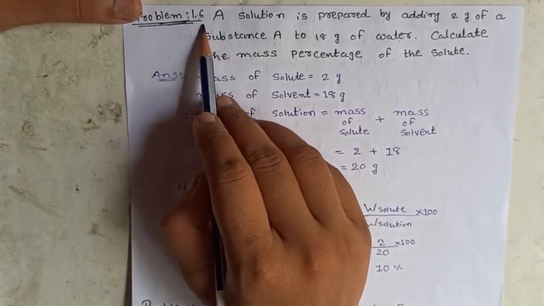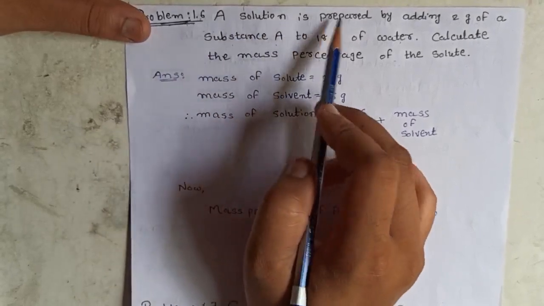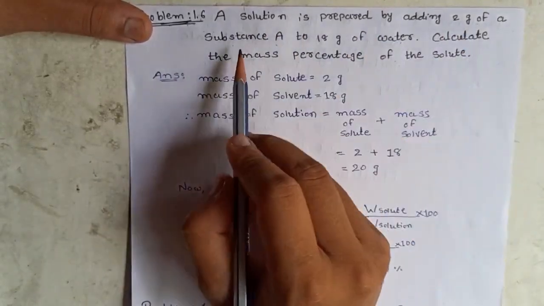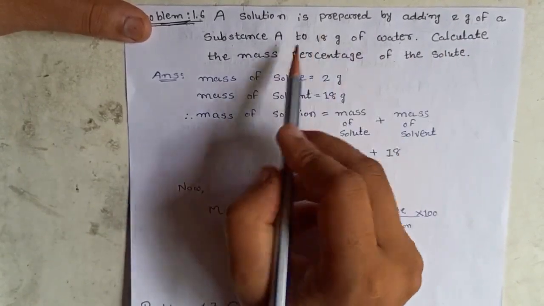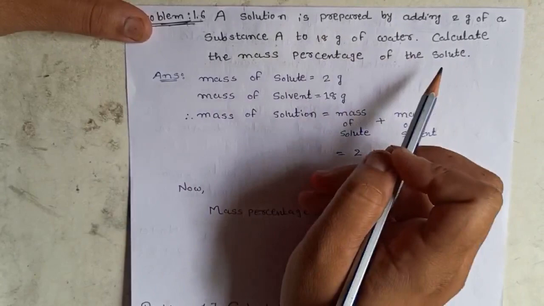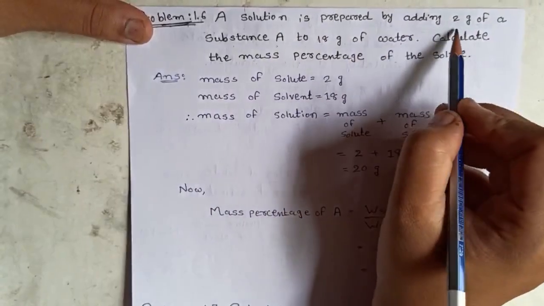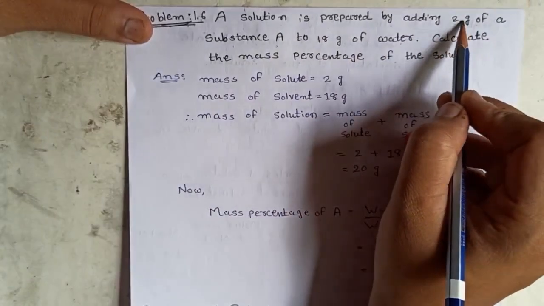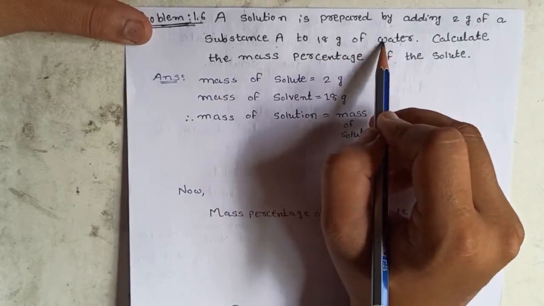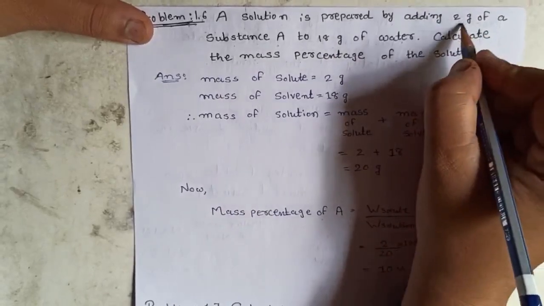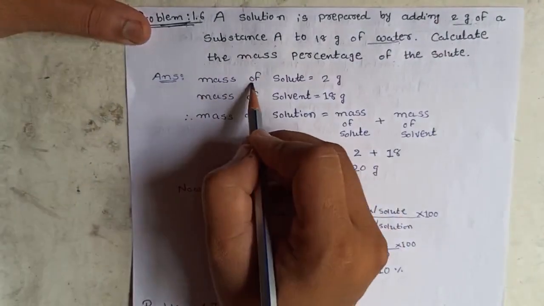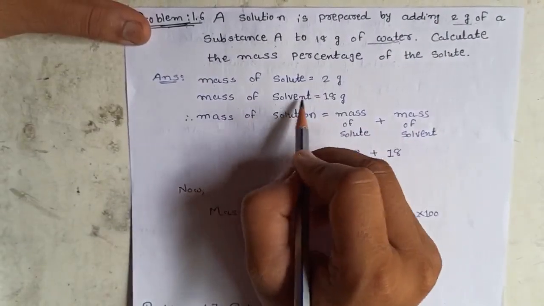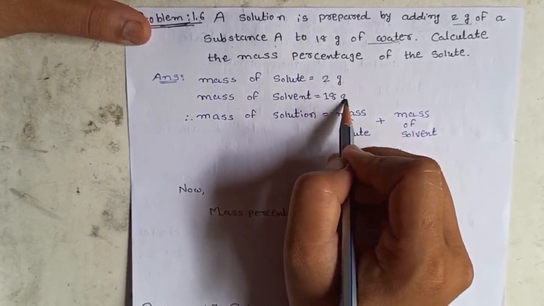Problem number 1.6. A solution is prepared by adding 2 gram of a substance A to 18 gram of water. Calculate the mass percentage of the solute, right? Here we have to add 2 gram of substance into 18 gram of water. Means this is our solute and this is our solvent. So, mass of solute is 2 gram and mass of solvent will be 18 gram, right?